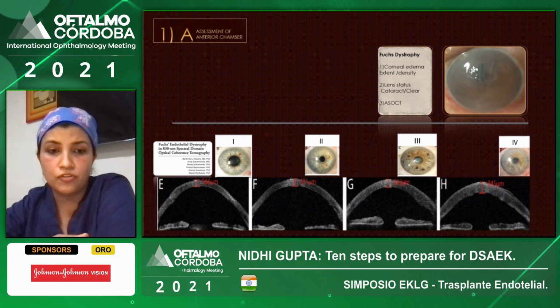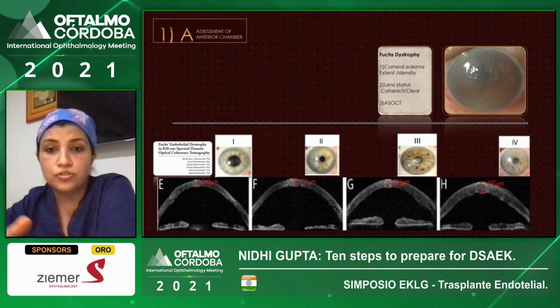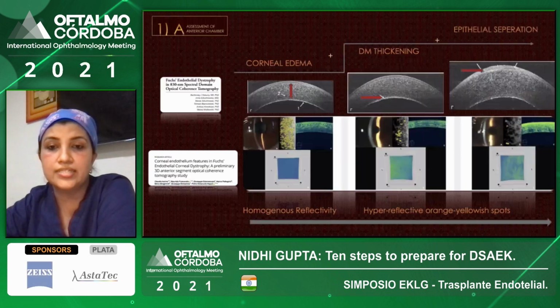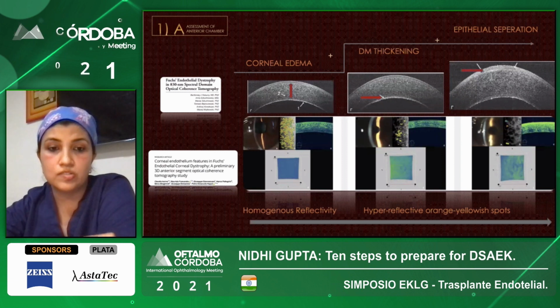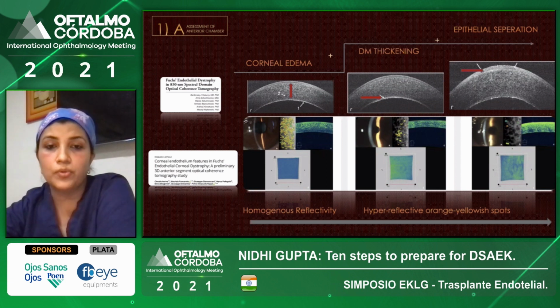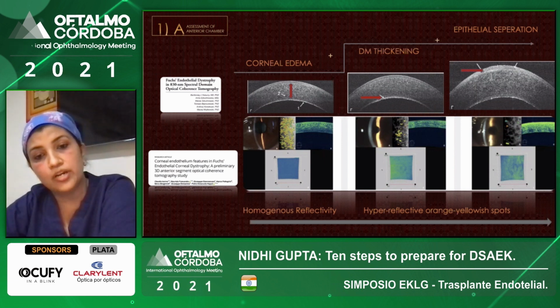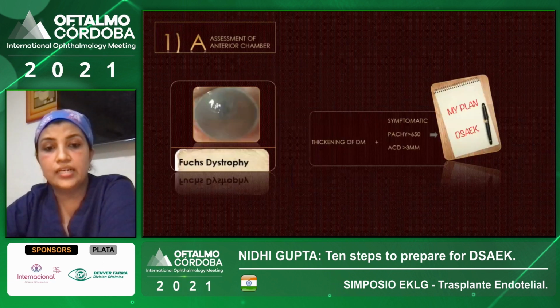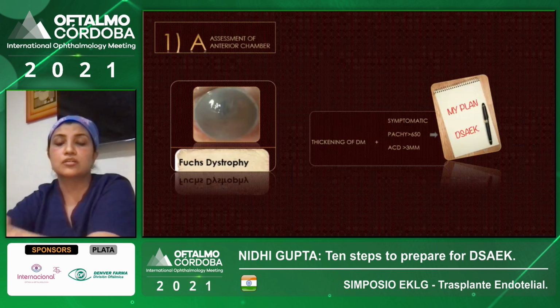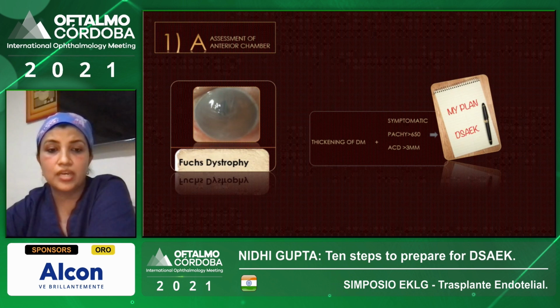For cases of Fuchs dystrophy, it's nice to do an ASOCT, which helps you decide on the amount of edema. You can also do a corneal topography and decide whether you want to go ahead with your DESCET or your DMEK in those patients. The corneal edema will be more marked in cases which are more affected, along with the DM thickening. You have epithelial separation in more advanced cases, and they would definitely require a DESCET. So in Fuchs, all symptomatic patients, patients with a pachymetry of more than 650 and an anterior chamber depth of more than 3 mm with a thickened DM can go ahead with DESCET surgery.